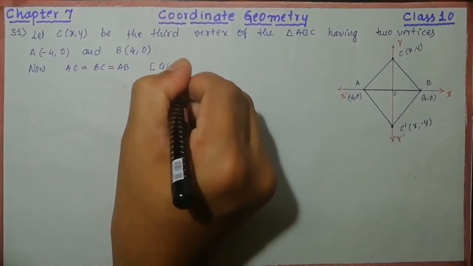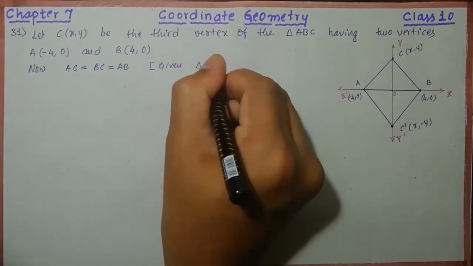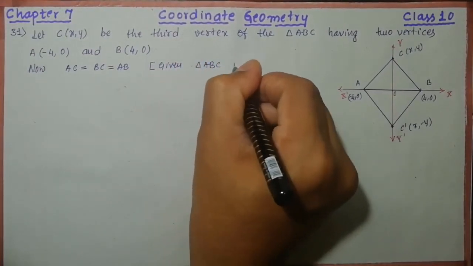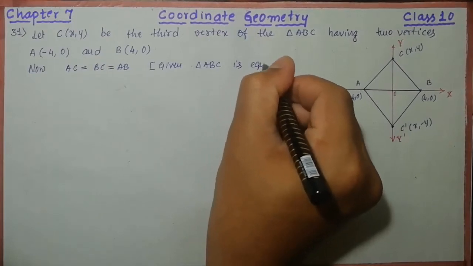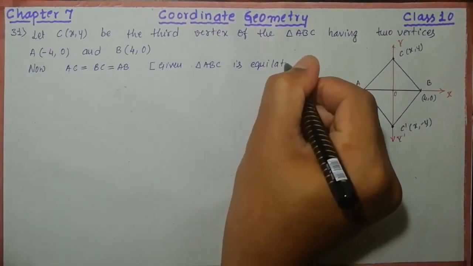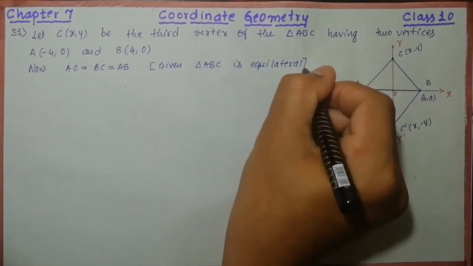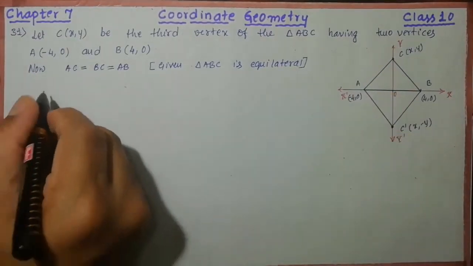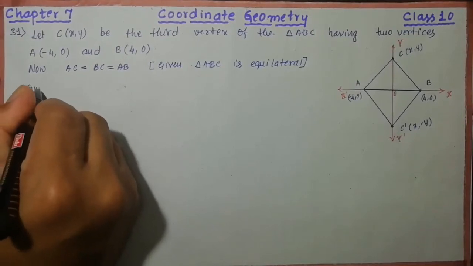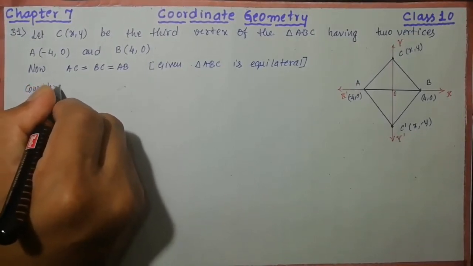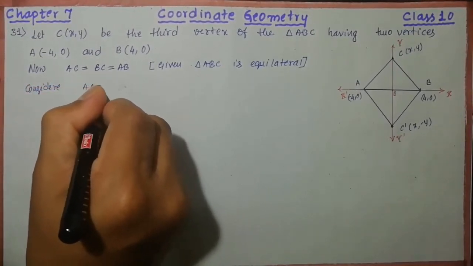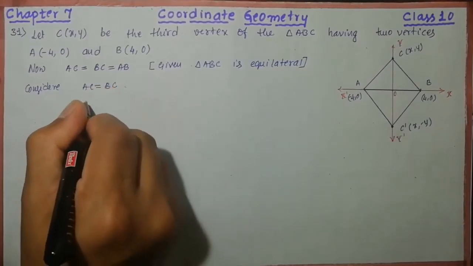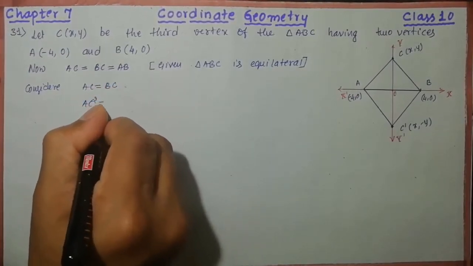Given triangle ABC is equilateral, okay, equilateral, that's why. So now I'm going to consider the two ratios, so first and the second one. Consider AC is equal to BC. Okay, so square this one, AC square is equal to BC square.